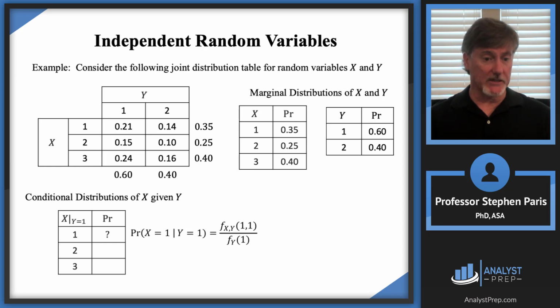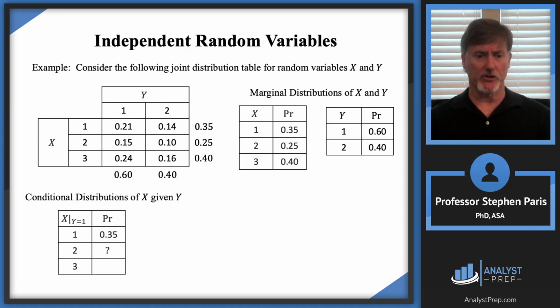So where the question mark is, I'm asking what's the probability that cap X equals 1 given that cap Y equals 1? And I know that this is a conditional probability. It's going to be the joint divided by the marginal. So I'll look at the joint probability where both cap X and cap Y are 1. That's 0.21. Divide that by the marginal for cap Y being equal to 1, which is 0.6. And when you take that ratio, you get 0.35.